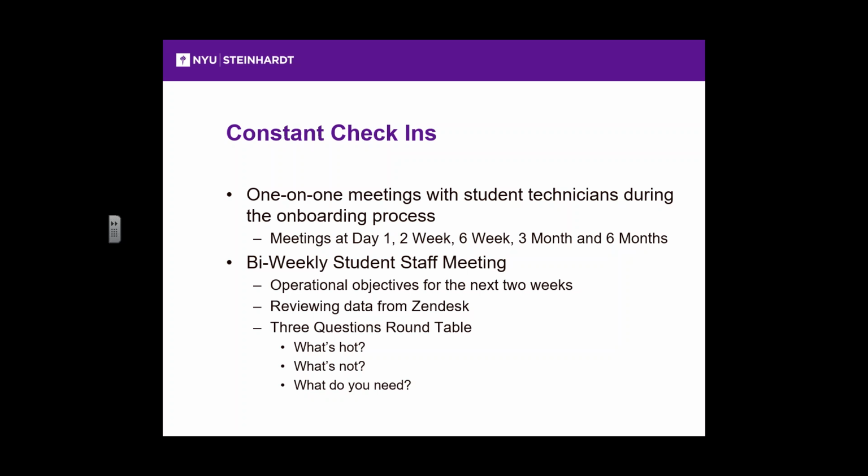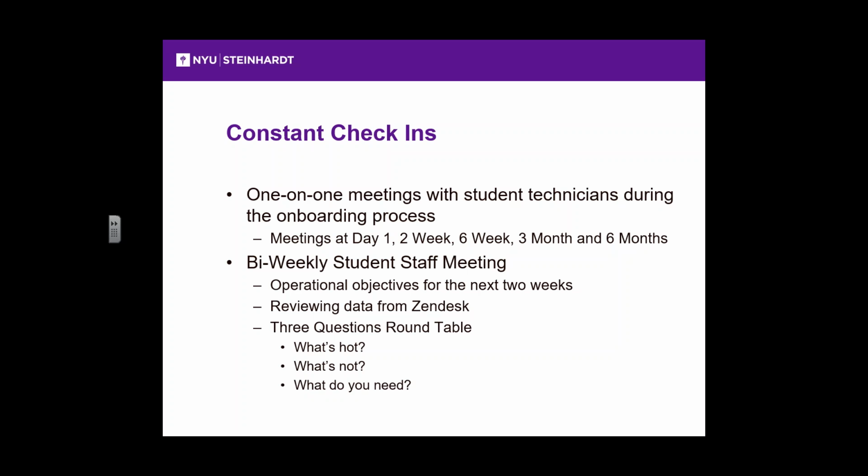We look at growth in being able to adapt to our systems, both our business and technical systems, how they're fitting into the team, all the stuff that you would talk to a new employee about.